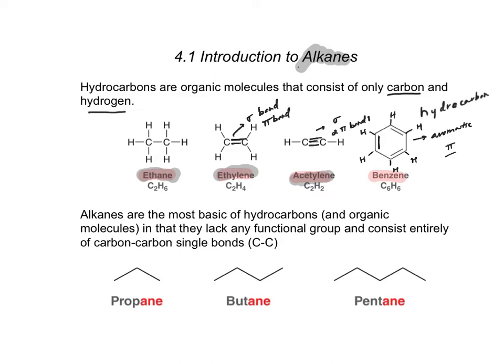Whereas our alkane, which is going to be the first functional group that we deal with in this course, doesn't. Alkanes only consist of carbon-carbon and carbon-hydrogen single bonds. The big important thing there is that it only consists of sigma bonds. There are no pi bonds in an alkane.